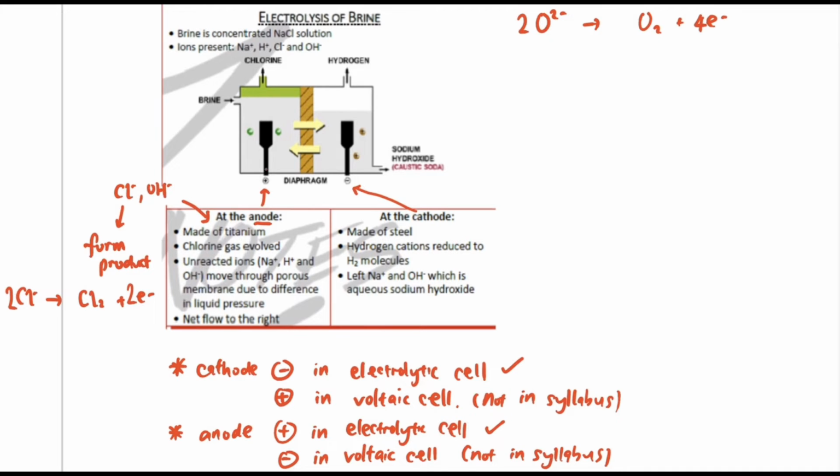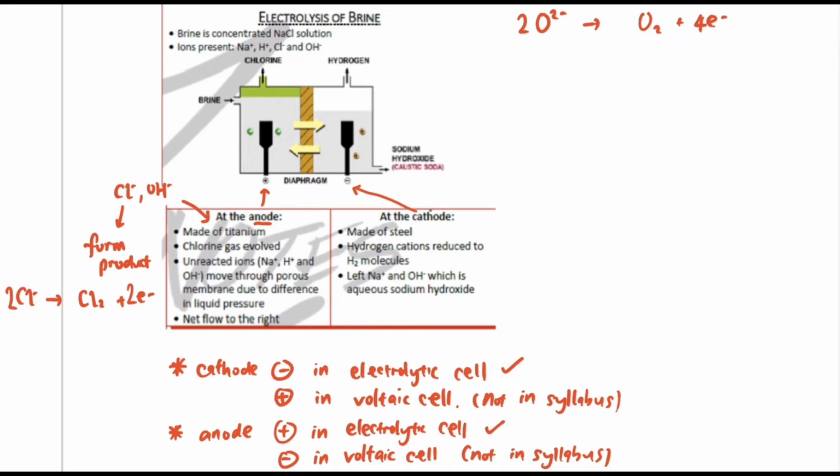Okay, so they will come to the other side. It's kind of reasonable why they go here, because you see here is the cathode, which is negatively charged. So Na plus and H plus come here naturally. Even OH minus is free to move to this side. If they don't like it, they can come back again, since this is not going to form the product. So let's move on. Net flow to the right. That means we have a flowing of ions to the right.